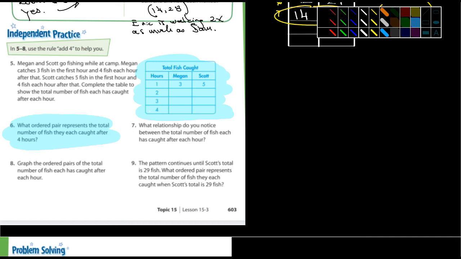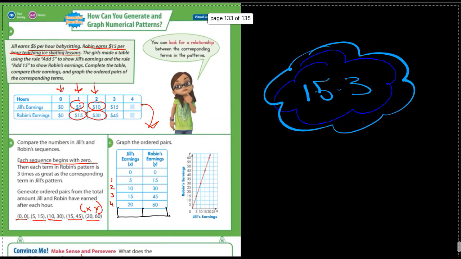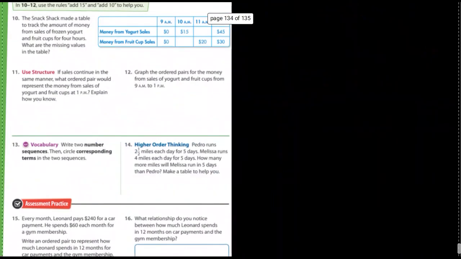What's the relationship? Let's see, the pattern continues until Scott's total is 29 fish. What ordered pair represents the number of fish they each caught when Scott's total is 29? There's another one. I like that one. Okay. And last page.